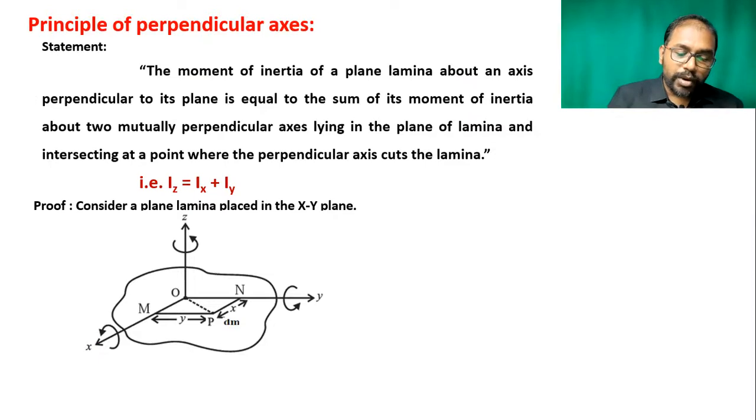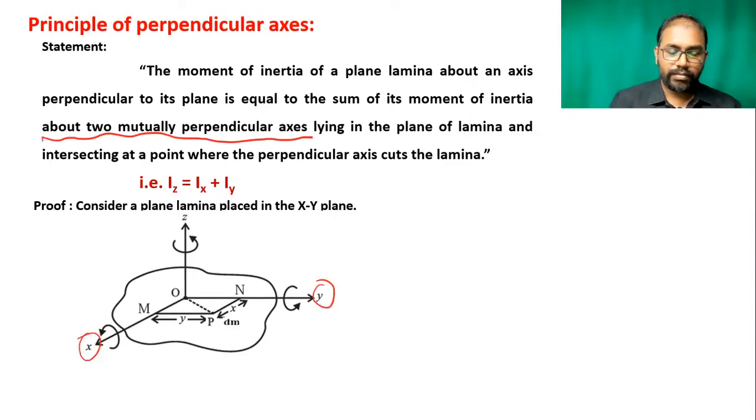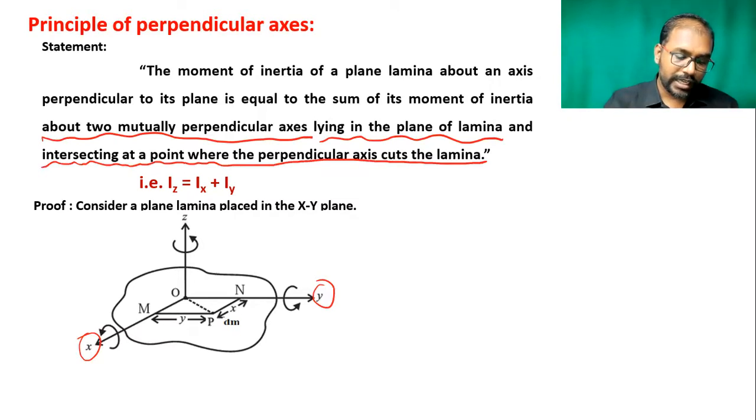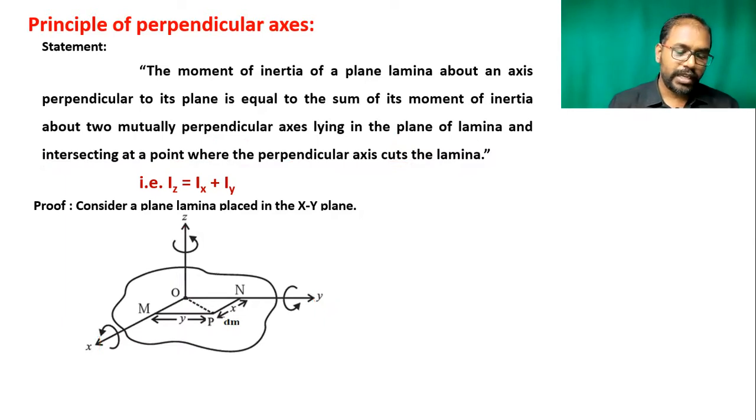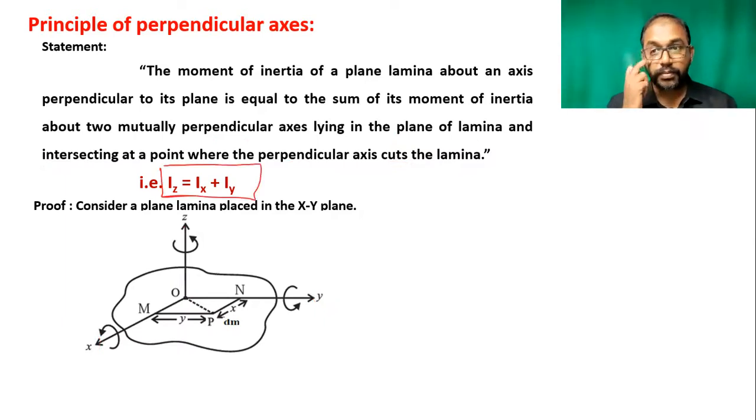about two mutually perpendicular axes. You know that the x-axis and y-axis are perpendicular, and they are lying in the plane of the lamina. Both the x-axis and y-axis intersect at a point where the perpendicular axis cuts the lamina. You can see here, the z-axis cuts the lamina at this point, and at the same point, the x-axis and y-axis intersect. So this is the statement. You can remember the statement by remembering this mathematical equation.